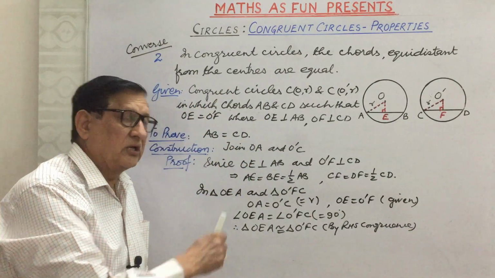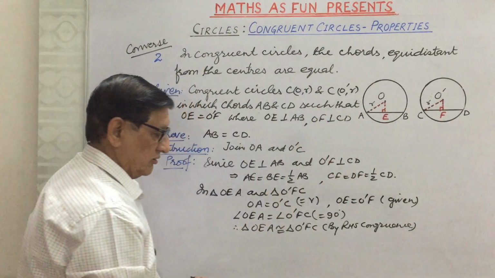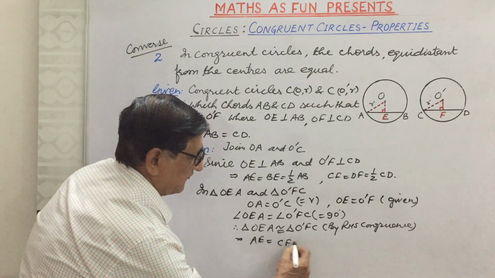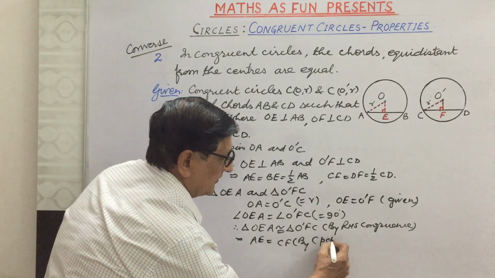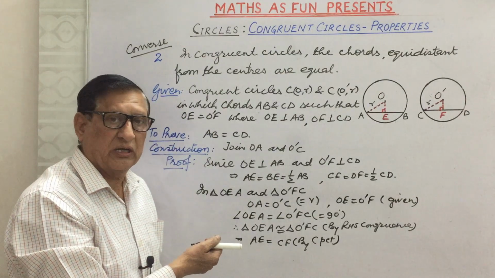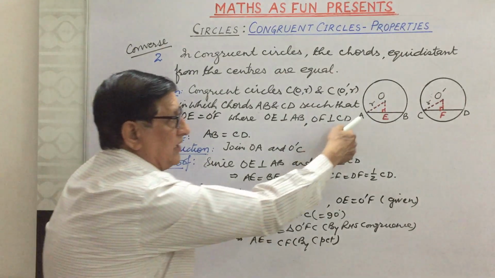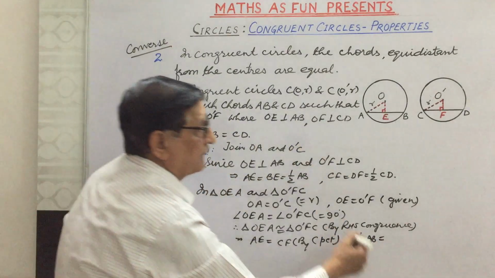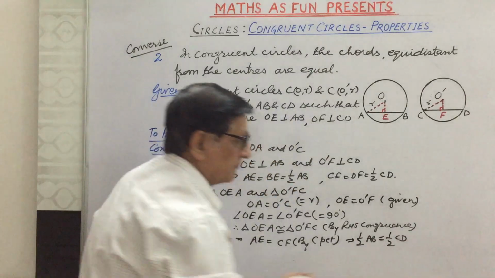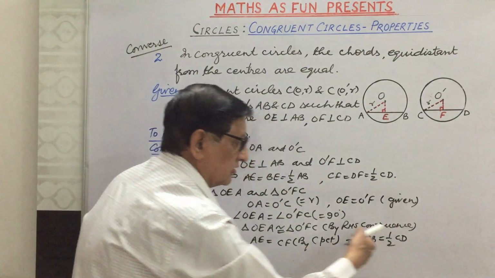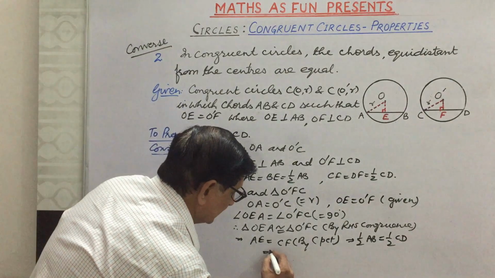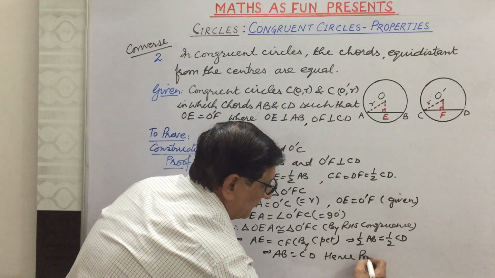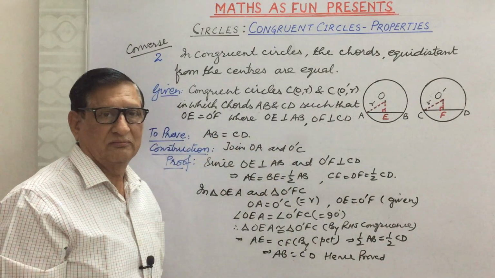And if they are congruent, their corresponding parts are equal. This implies that AE is equal to CF, by CPCT, corresponding parts of congruent triangles. And we know that AE is half of AB and CF is half of CD. If half of AB is equal to half of CD, it means AB is equal to CD, and this is what we had to prove, that both the chords are equal.